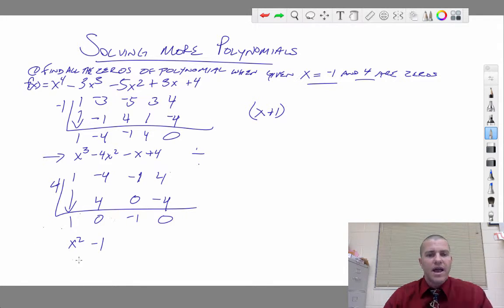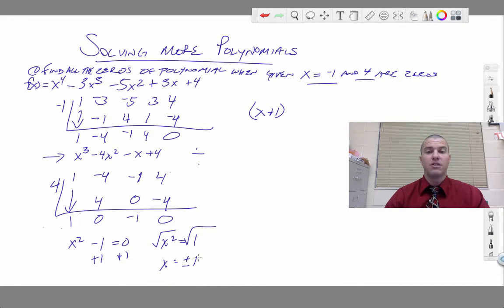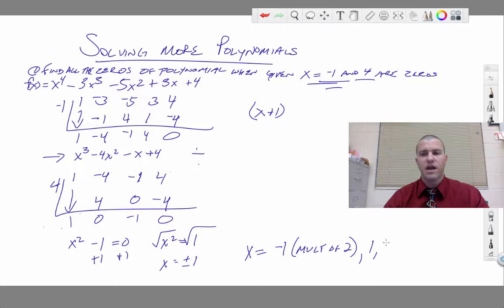And in order to solve this one, I could do it 2 different ways. Set it equal to 0 and solve. Add 1, x squared is equal to 1, take the square root, and I get x is equal to plus or minus 1. It was a positive 1, there's no i, and I get plus or minus 1 as my other 2 solutions. So all of them combined is going to be -1 with the multiplicity of 2, because I have this -1 and this -1, and then I have +1 and +4 are all my roots or zeros.